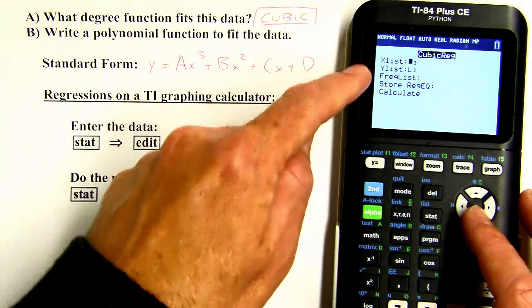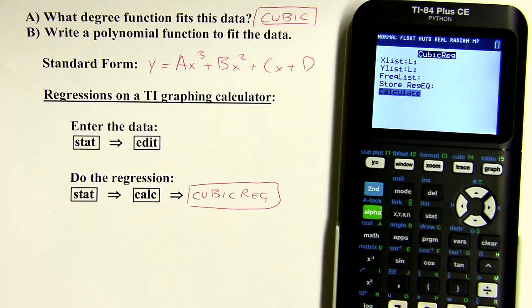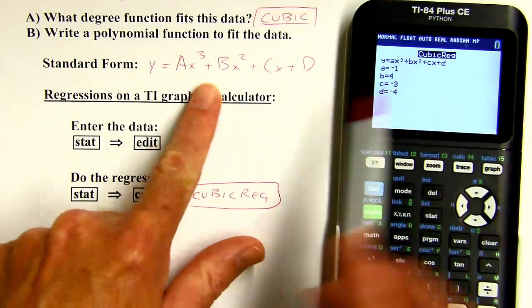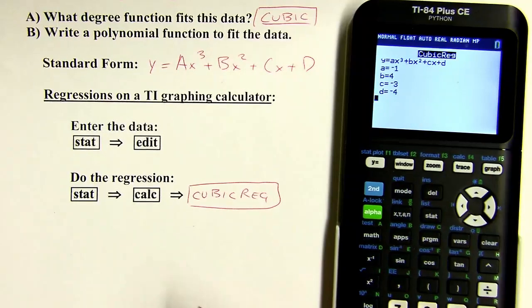Sometimes you'll see a screen like this. Yeah, I'm using those two lists. You can pretty much just go down to the bottom and hit calculate or hit enter a couple of times until you get to a screen that looks like this. And hey, that's what we wrote for standard form, but now it's telling me what the a, the b, the c, and the d are.